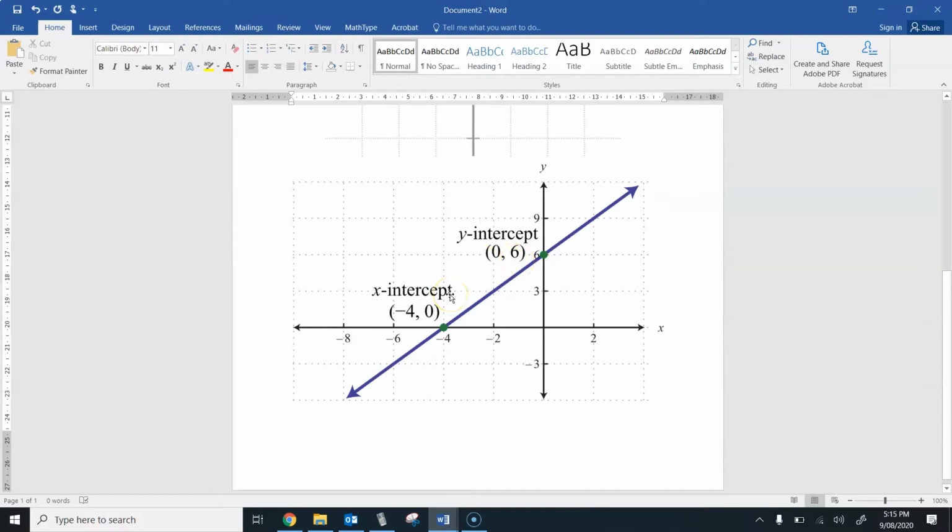So one thing to note is whenever you have an x-intercept, the y value will always be 0. Whenever you have a y-intercept, because it cuts the y-axis, the x value will always be 0. Now, there's more than one way to find the x and y intercepts, but we're going to focus on using Graphmatica.